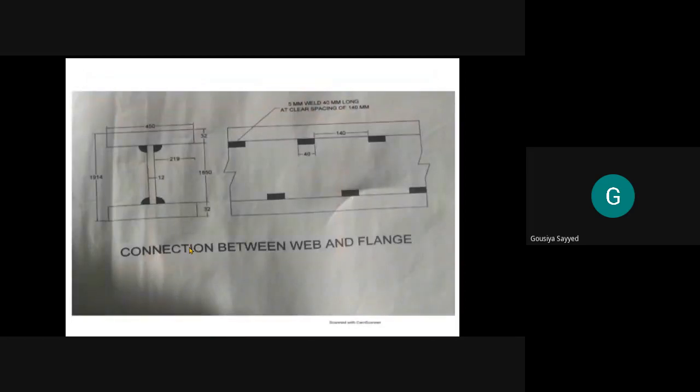Now after curtailment, let's go to the connection between web and flange. Here you have to show the connection detail between web and flange with welding. This is the web, and you have to show all the dimensions, and show the distance between the pitch, or the clear spacing, which is 140 mm, and the size of weld is 5 mm. So you have to show the connection detail.